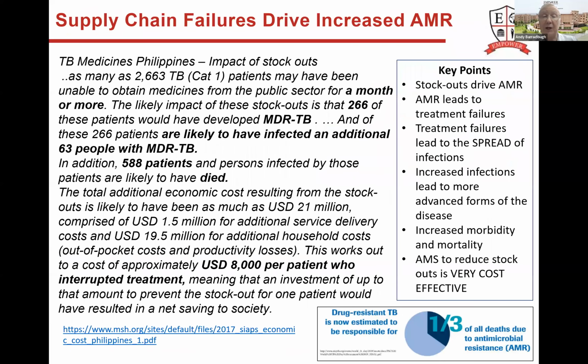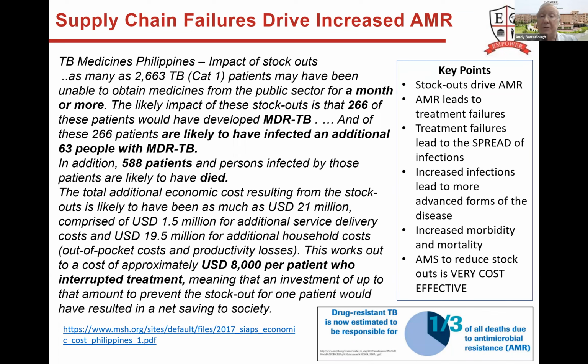If we look at the situation, an example from the Philippines, they ran out of stock of category 1 TB medicines for about 1 month. About 2,600 patients couldn't get their regular TB medicines.